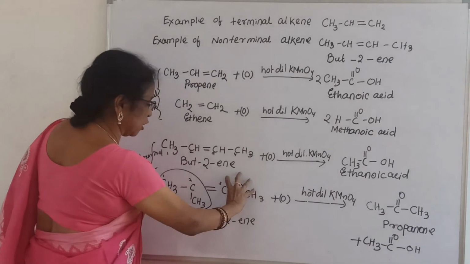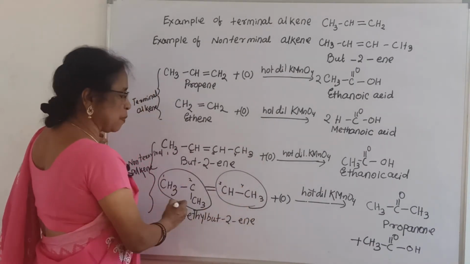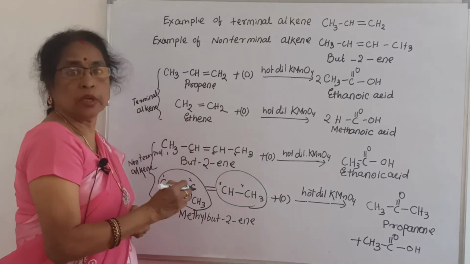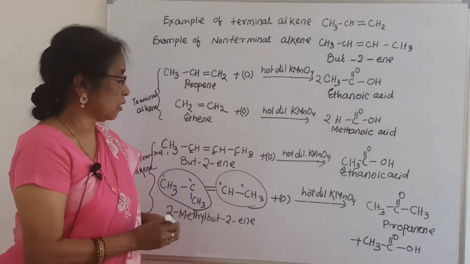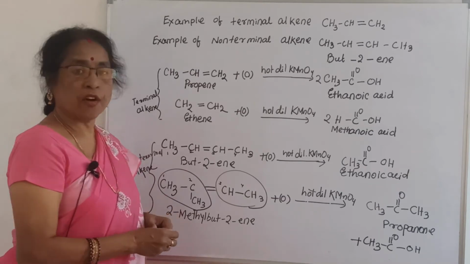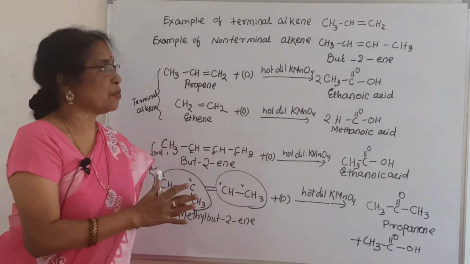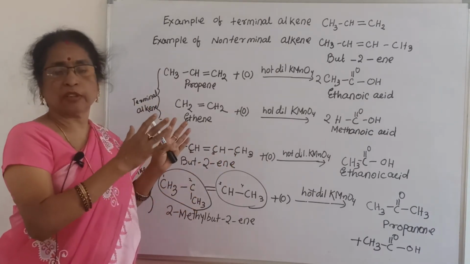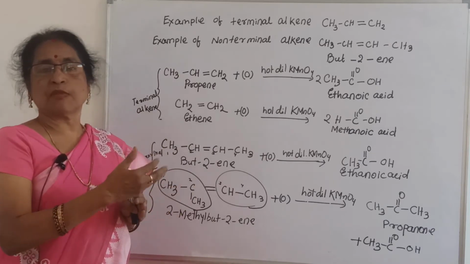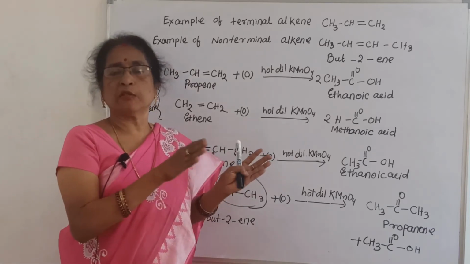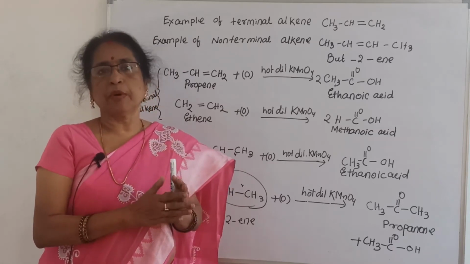CH3COOH. This part changes to acid, this part changes to acid, and this part changes to ketone. That means 3 carbon propanone, 2 carbon that is ethanoic acid. Again see 2 types: terminal alkene and non-terminal alkene. Terminal means towards the end of the formula there should be a double bond.